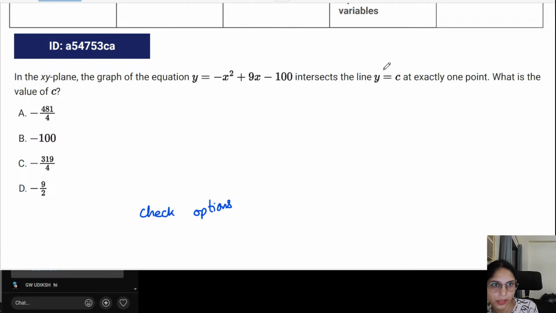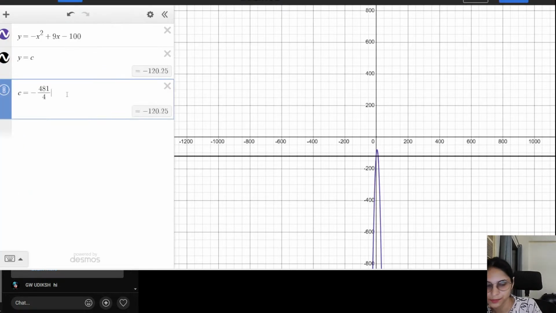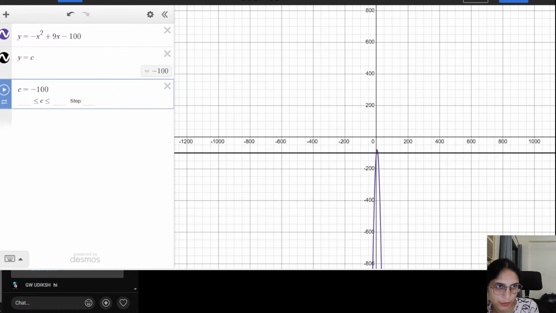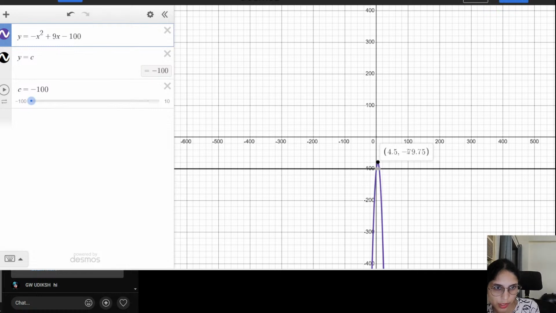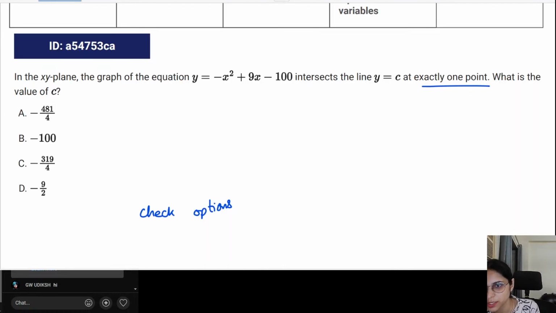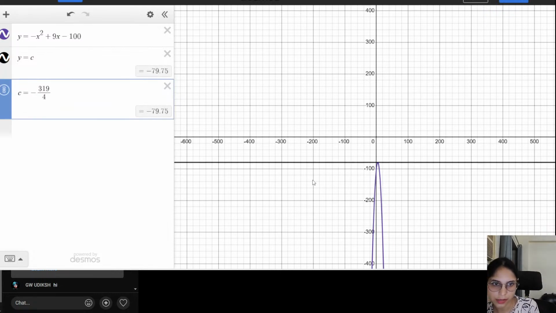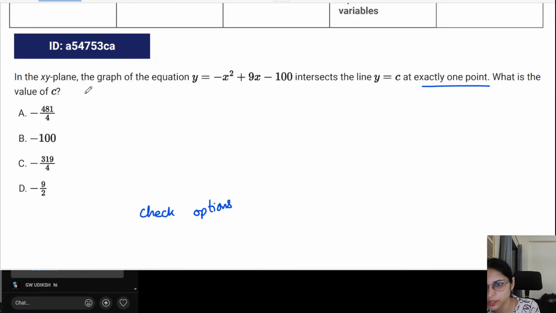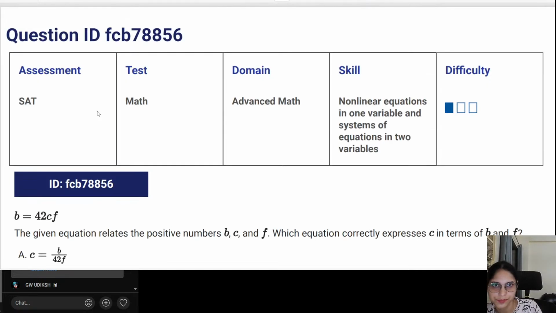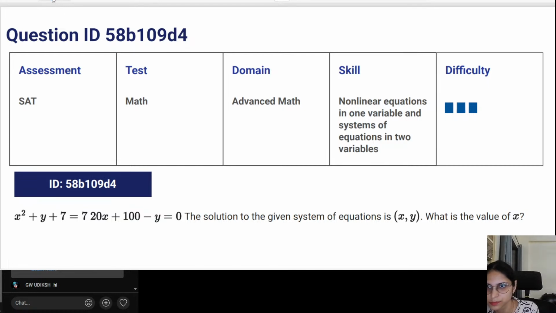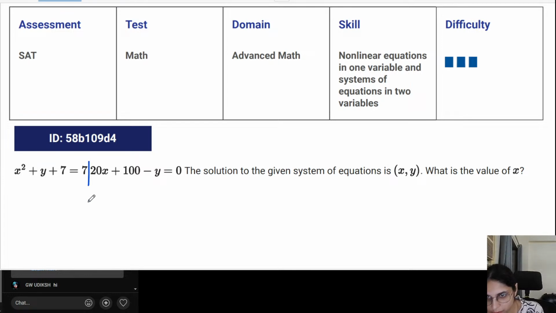Now we are not getting 1 point. Negative 100. Actually, if I tell you the truth, it should be this one, negative 79.75. So negative 319 over 4. Because it should pass through the vertex. And here you see the exactly one solution, so it's option C. Here I would recommend that you can check options. Solution is given, it will be like this.